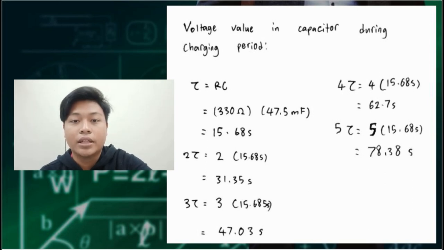3 tau, we get 47.03 seconds. For 4 tau, we get 62.7 seconds. And lastly, 5 tau, we get 78.38 seconds. That's all. Thank you.